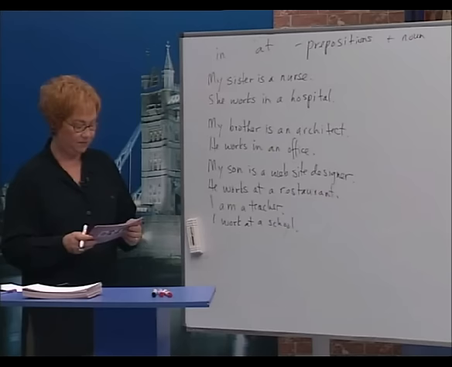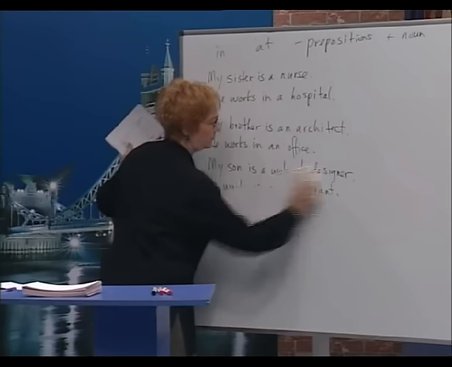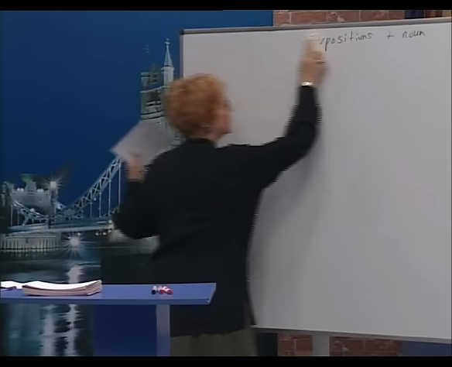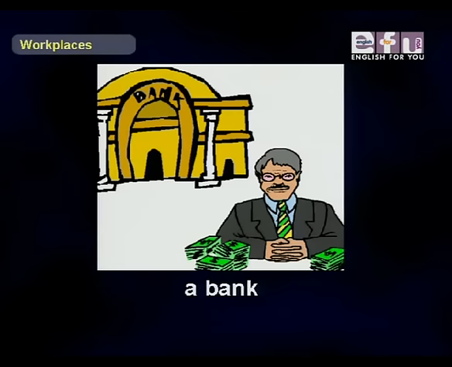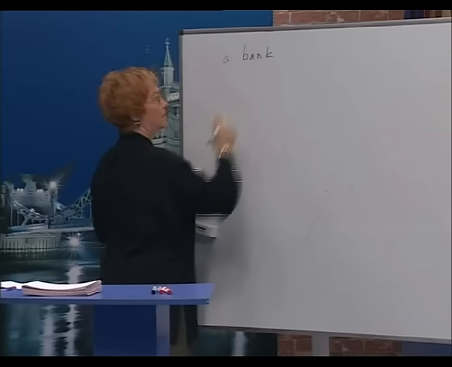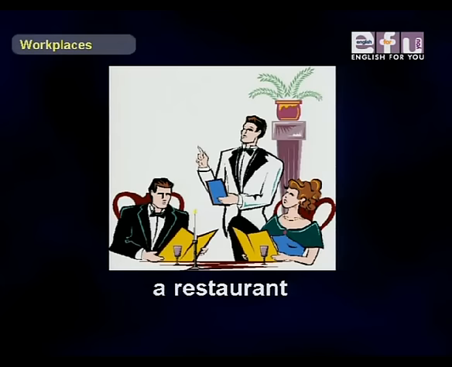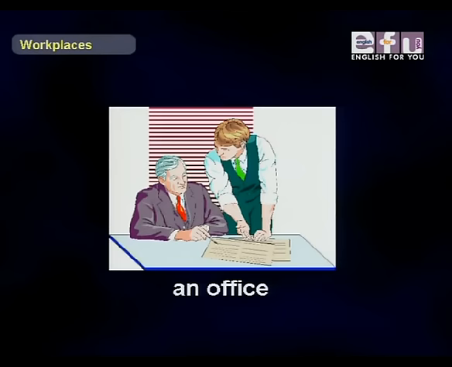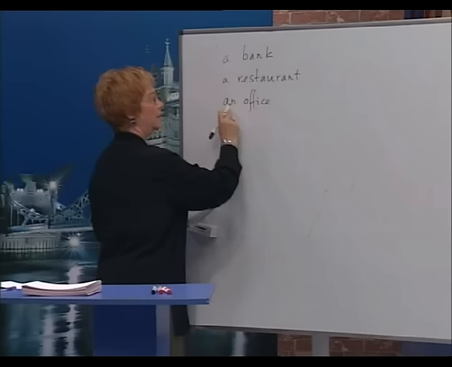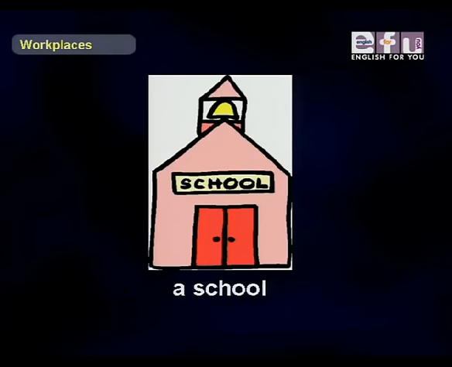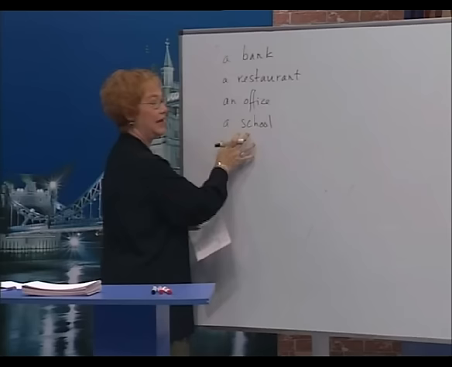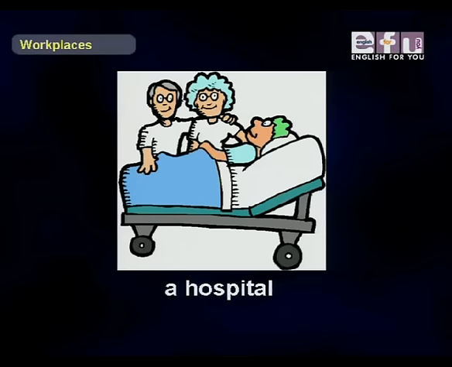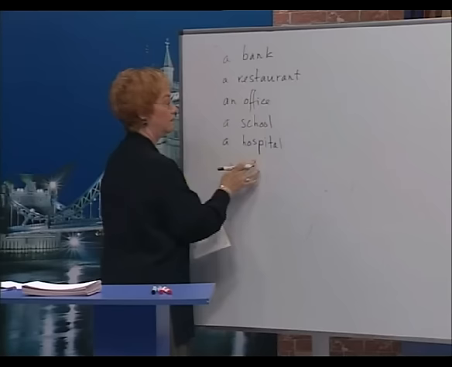Now, here's some vocabulary of workplaces. So these are names of places where people work. So here we go. First, a bank. A restaurant. An office. A school. A hospital.